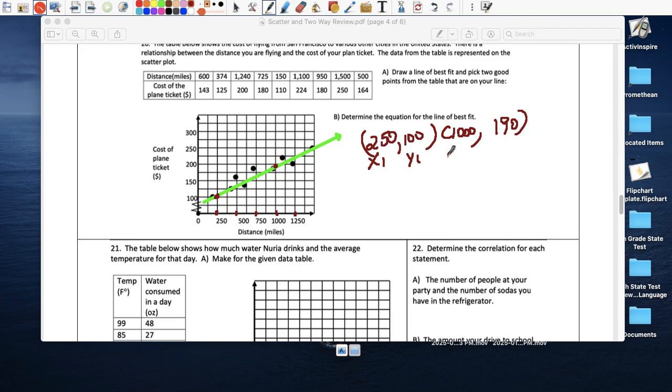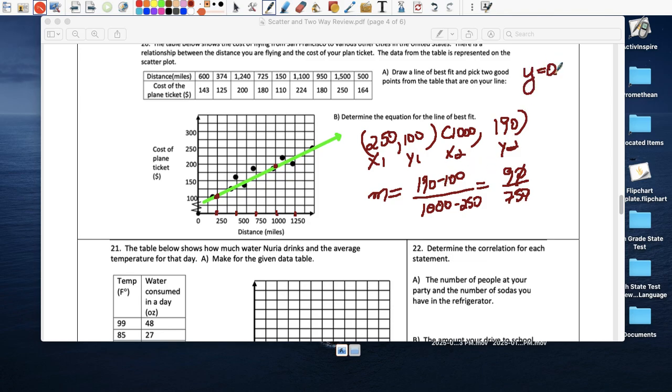x1, y1, x2, y2. So we're going to do the slope. So it's 190 minus 100 over 1,000 minus 250. It's going to be 90. Over here we're going to have 750. We're going to leave that as 9 divided by 75, 0.12. So y equals 0.12x plus b.